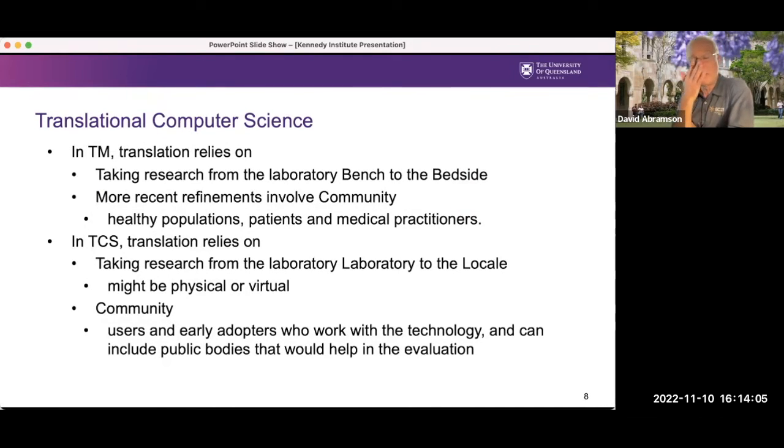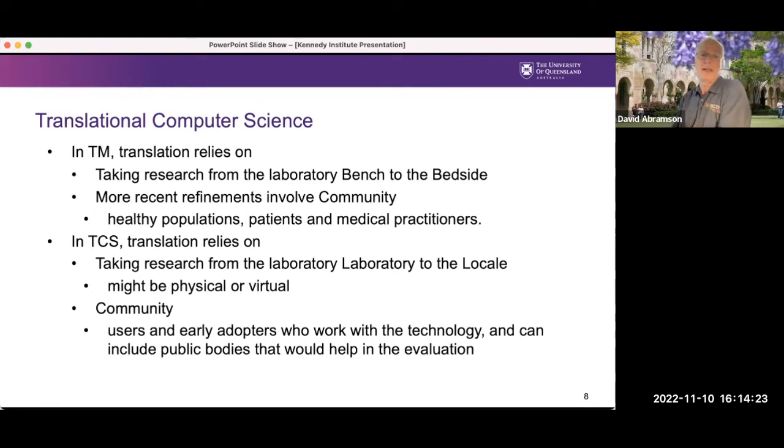And interestingly, in computing research, of course, that could be physical or it could be virtual. Whereas, of course, in translational medicine, it's almost always going to be a physical environment. But our locales are things that often we represent inside the machine, so that can be virtual. The community is the same. There's a one-on-one mapping between the communities.